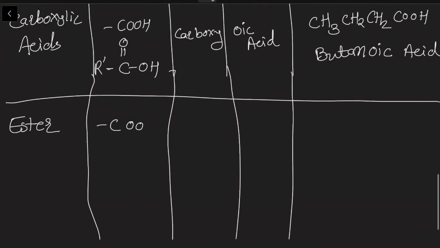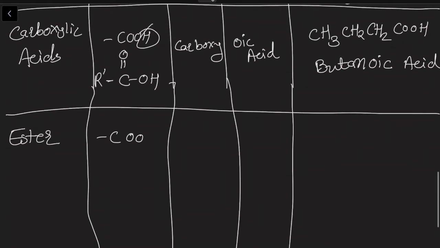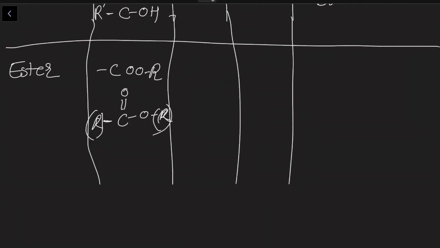C double bond, this H is replaced here with R. R basically means a carbon chain, a long carbon chain. Basically, if we want to represent it in structure form, it is like this. And R can be anything. It can be hydrogen, it can be a long chain of carbon, it can be an alkane, whatever.